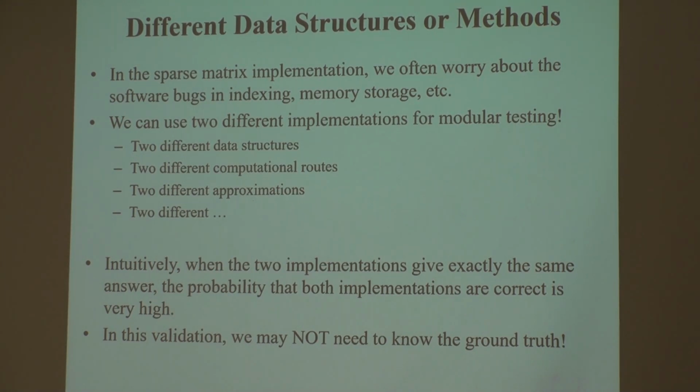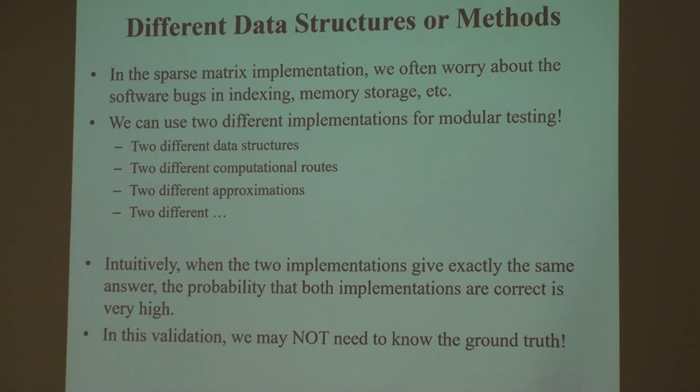Sometimes it's not different data structures. Sometimes there are different computational routes, different approximations, but it's two different things to arrive at the same computable answer. So intuitively, you should say, oh, this is the well check, right? If you have two independent implementations, and if they give exactly the same answer, then the probability that both implementations are correct is very high.